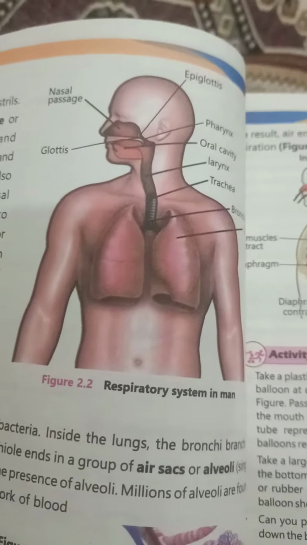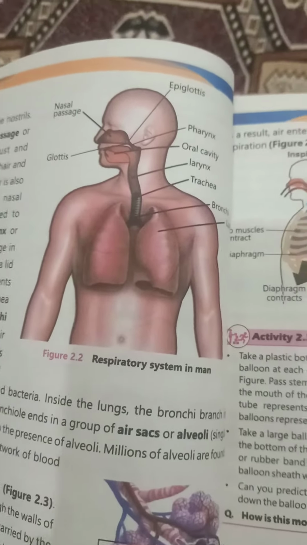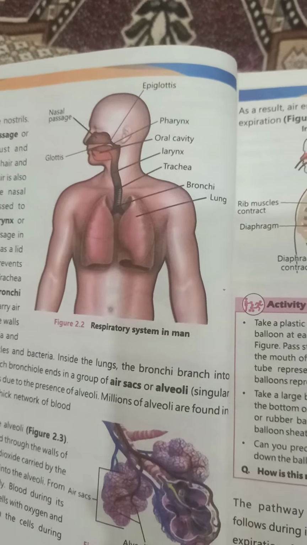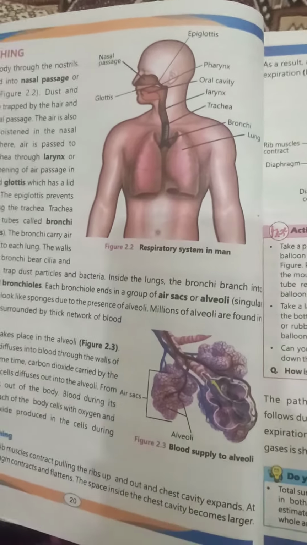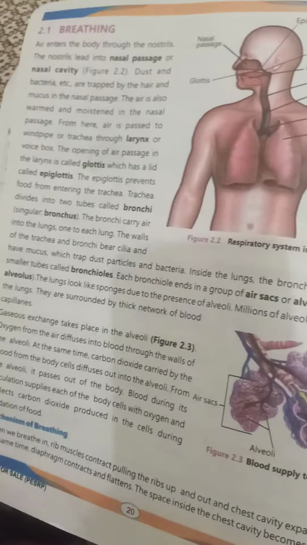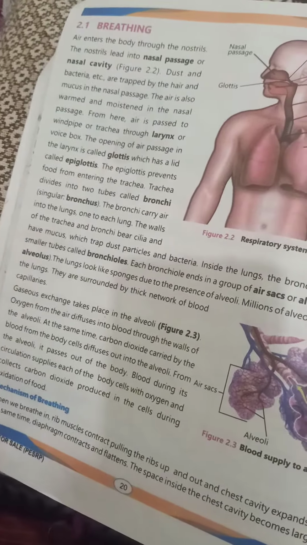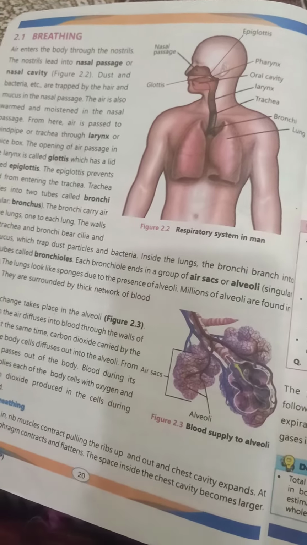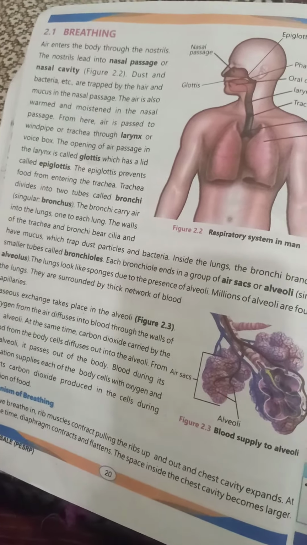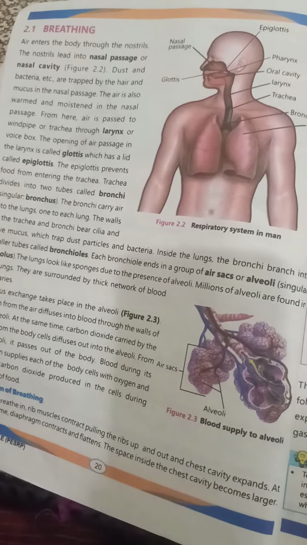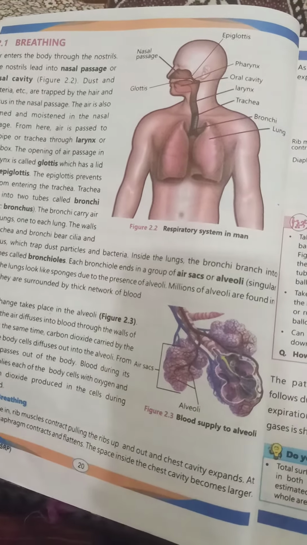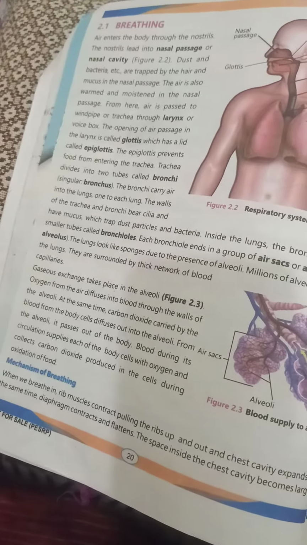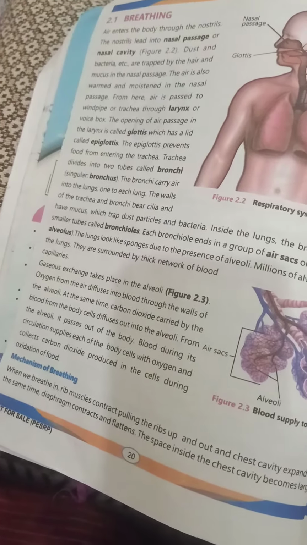Nasal passage, epiglottis, glottis, pharynx, oral cavity, larynx, trachea, bronchi, lungs. The bronchi branch into small tubes called bronchioles. Each bronchiole ends in a group of air sacs or alveoli. The lungs look like sponges due to the presence of alveoli. Millions of alveoli are found in the lungs. They are surrounded by a thick network of blood capillaries.